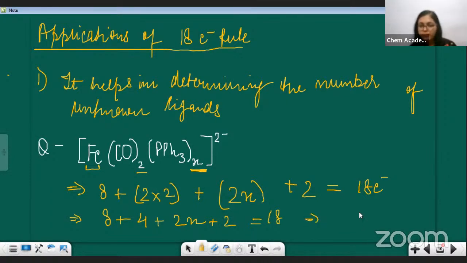It is what? 2x equals 4. Therefore, x equals 2. So the number of PPh3 ligands here is going to be 2. All right, so this is how, with the help of the 18 electron rule, we can determine the number of unknown ligands. Now moving on to the next application.